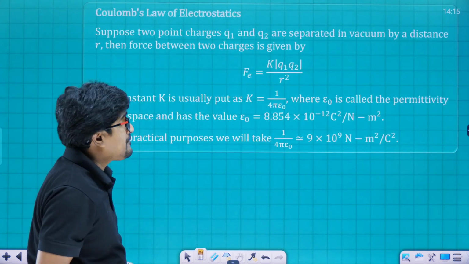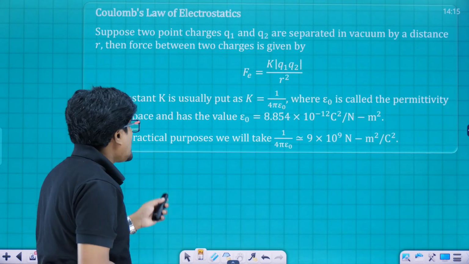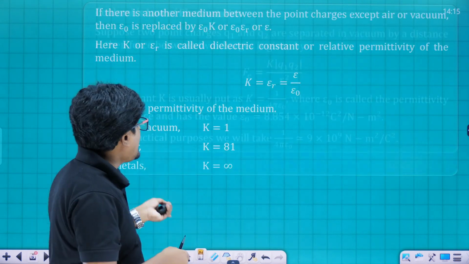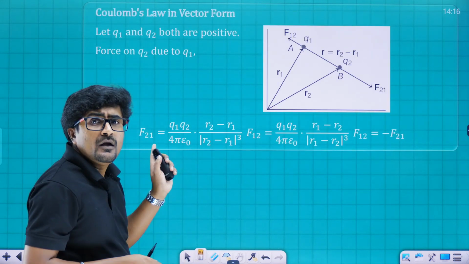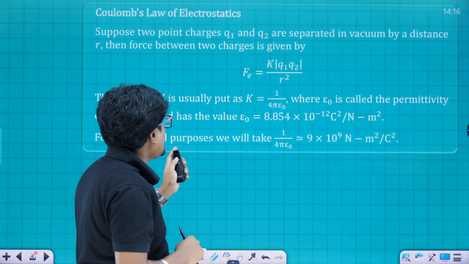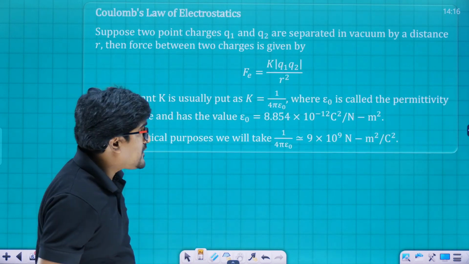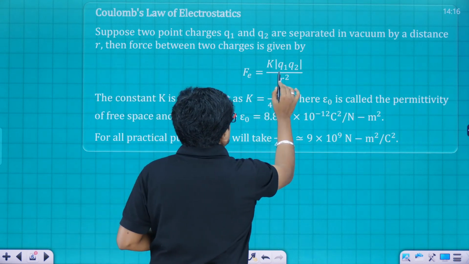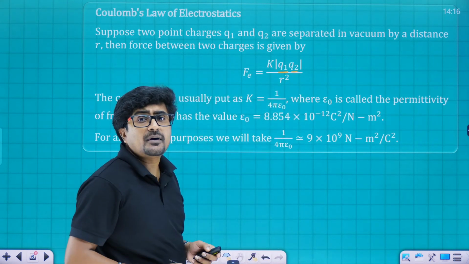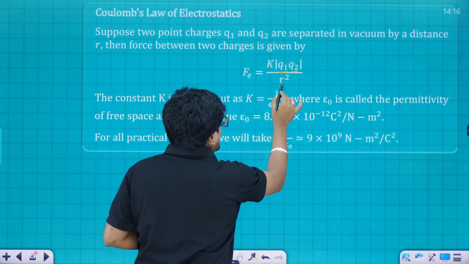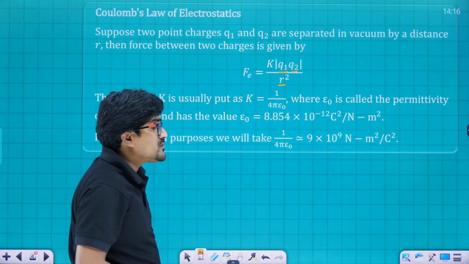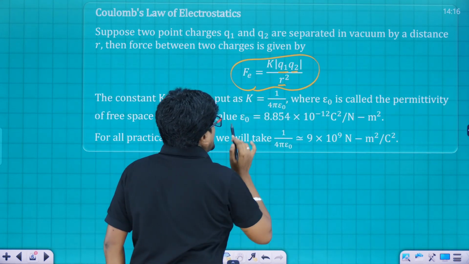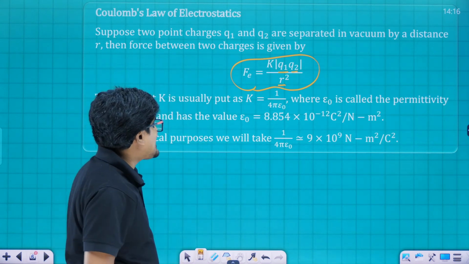Moving to the next, that is Coulomb's law in electrostatics. Here first of all we will be discussing Coulomb's law in the scalar form, and the next part we will be moving to Coulomb's law in vector form. It says if you have got 2 charges Q1 and Q2 which are separated by a distance of separation of small letter r, then the electrostatic force F suffix E is going to be K times Q1 Q2 all divided by r square. And what's K here?